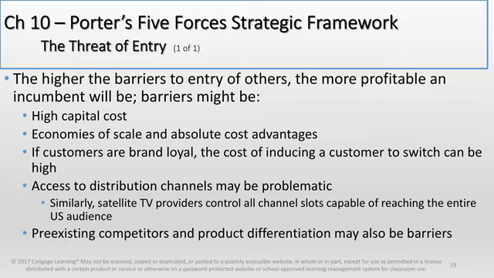4. Access to distribution channels. Limited shelf or channel space favors incumbents. For examples, grocery store shelf space requires costly trade promotions. Satellite TV slots controlled by DirecTV and EchoStar. The FDA as a gatekeeper for drug market access.